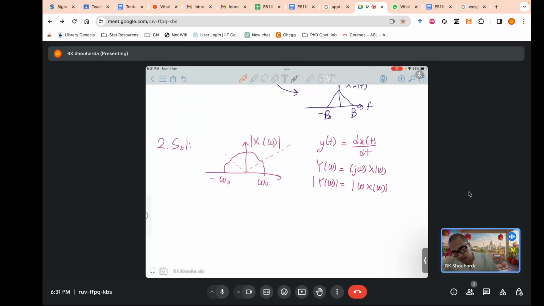So mod omega looks something like this. Initially omega is 0, so it will be 0. Slowly and gradually omega increases, so we get the image of X of omega in the picture, but X of omega again drops to 0 at omega naught. Even if you increase omega, after omega naught X of omega becomes 0, so it stays as it is. Same with the other side, it is symmetric.